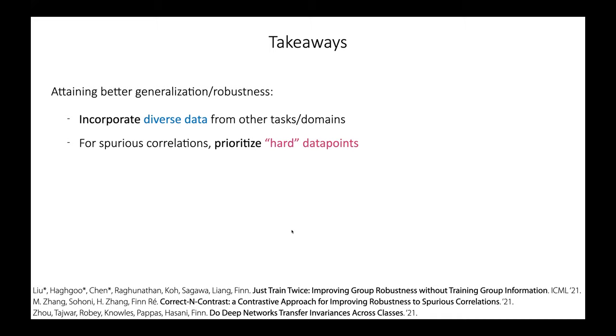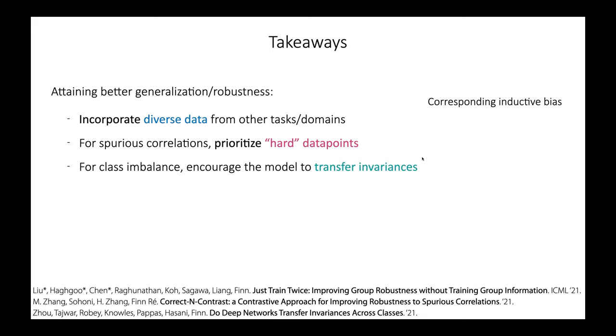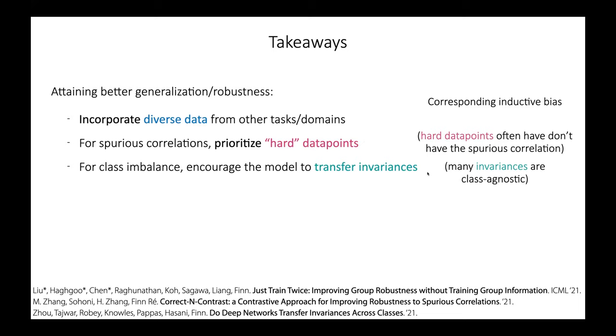Great. To wrap up, I talked about how we can attain better generalization and robustness. The first approach that we could use is to incorporate diverse data from other tasks and domains. If we have spurious correlations, we can instead prioritize difficult data points. And this actually produces models that are substantially better and substantially more robust to these spurious correlations than if we train in a more standard way. And for class imbalance, we can try to encourage the model to transfer invariance across classes. If you think about the corresponding inductive biases of these two approaches, the first is the inductive bias that hard data points often don't have spurious correlations. This means that if we prioritize these data points, we'll get more robustness. And the second inductive bias is that many invariances are class agnostic, and we should be able to use this to improve robustness to class distribution shift.